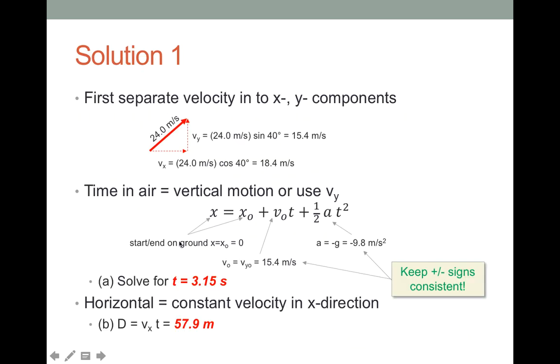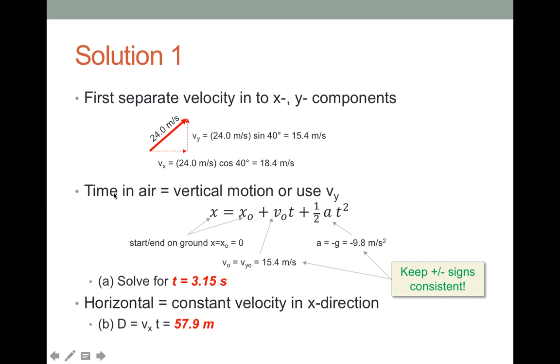Well, for the first part, we're going to separate the velocity into its x and y components. The velocity vector is 24 meters per second at an angle of 40 degrees, so we can calculate the x component using the cosine of 40 and the y component using the sine. So this gives us the two components. What determines the time in the air is the vertical motion. So what we're going to use is the vertical velocity, the 15.4 meters per second.